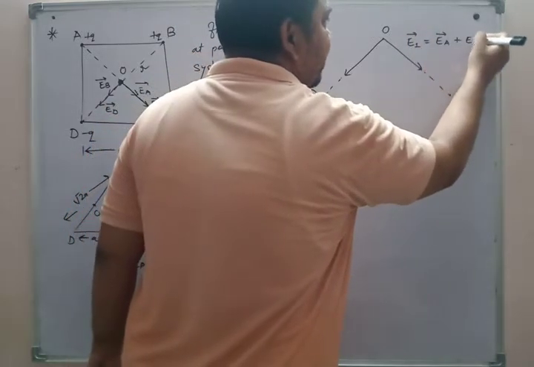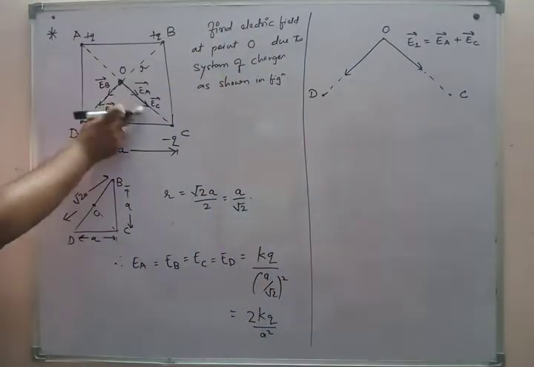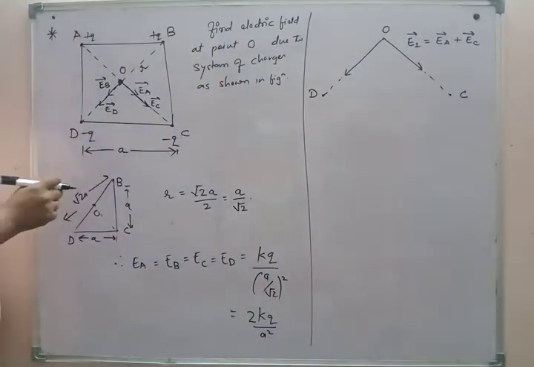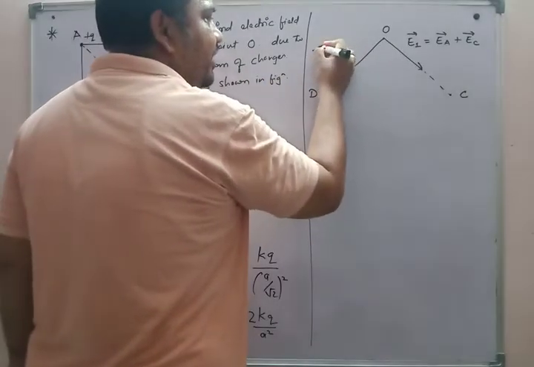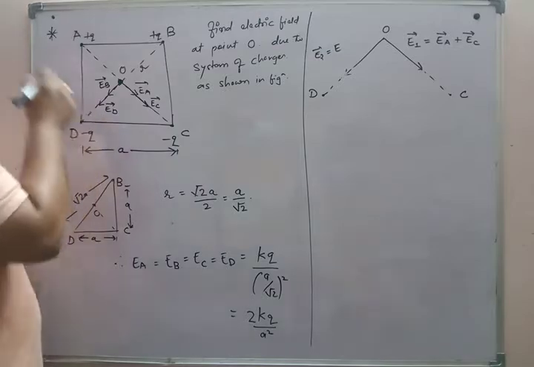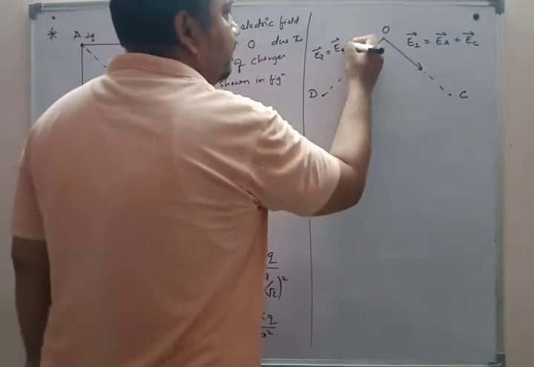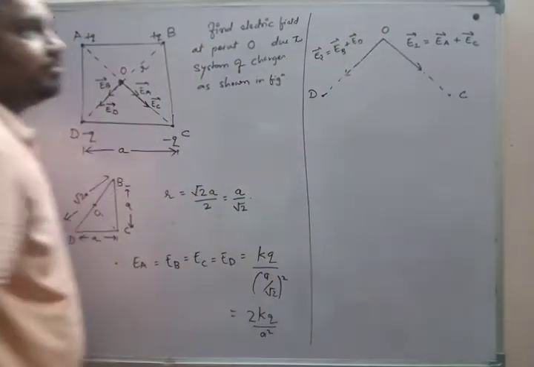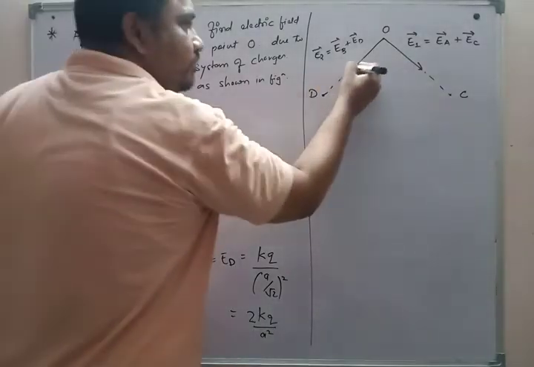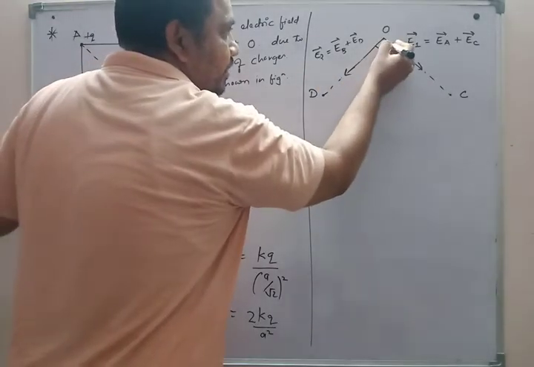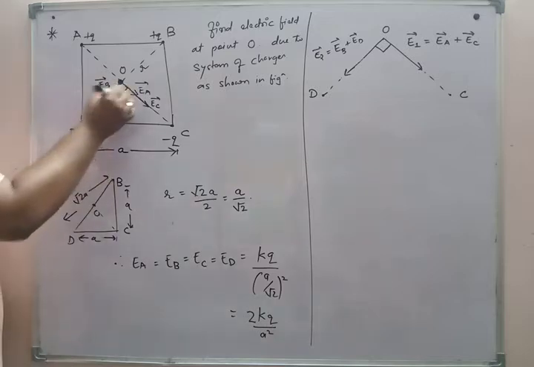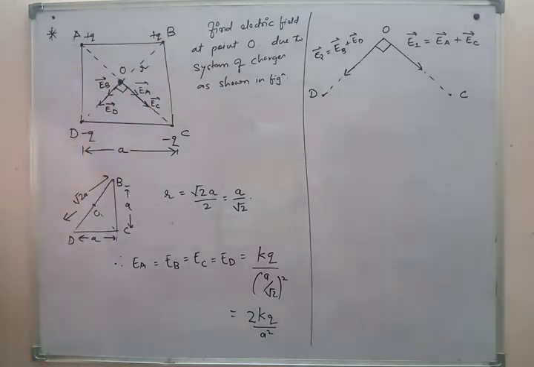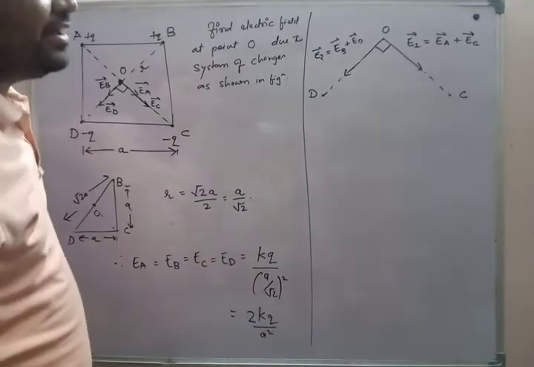This electric field I will write down as E1, which is nothing else but vector EA plus vector EC. And towards this point D, there will be vector E2, which is again EB plus ED. They are perpendicular to each other. Why are they perpendicular? Because we already know that diagonals of a square bisect each other at right angles.